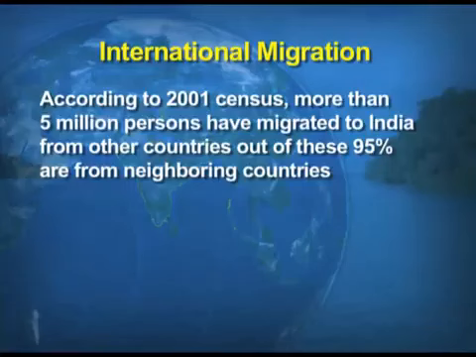Now, the second type of migration we take up is the international migration. According to the 2001 census, more than 5 million people migrated to India from other countries. And out of that 5 million population, children, 95% of migration was from the neighboring countries.